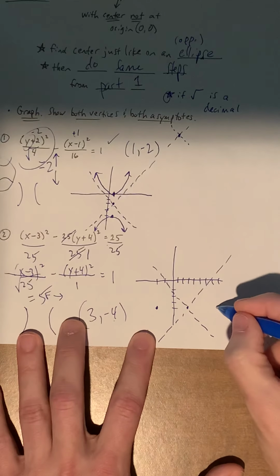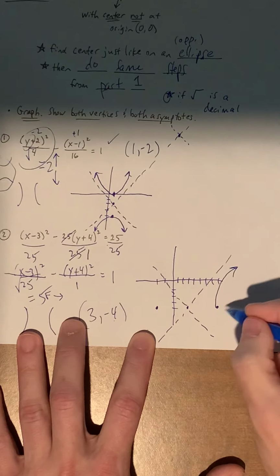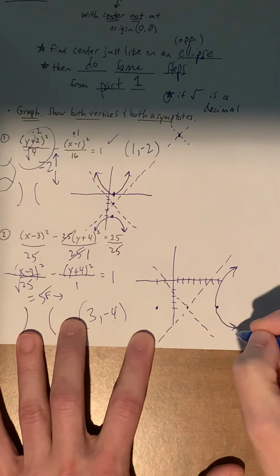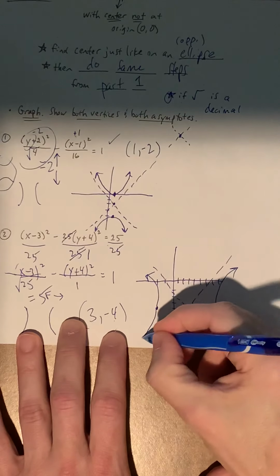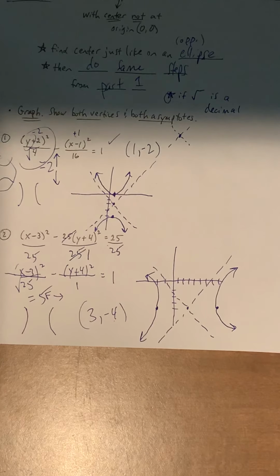And you can go ahead and make your curves like such. Make sure you don't cross the asymptotes. And there you go. There is your hyperbola for number 2. All right, guys. That is how you graph a hyperbola and how you deal with the equation with the center not at the origin. 10.2 part 2.